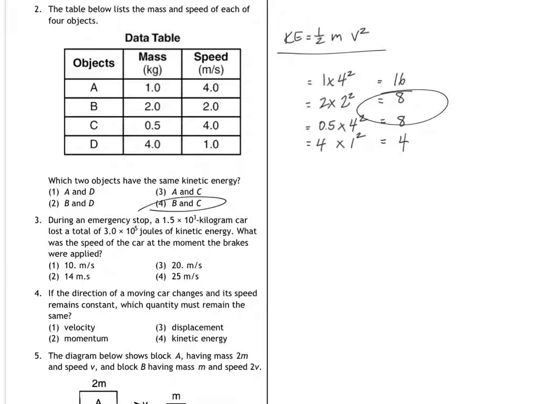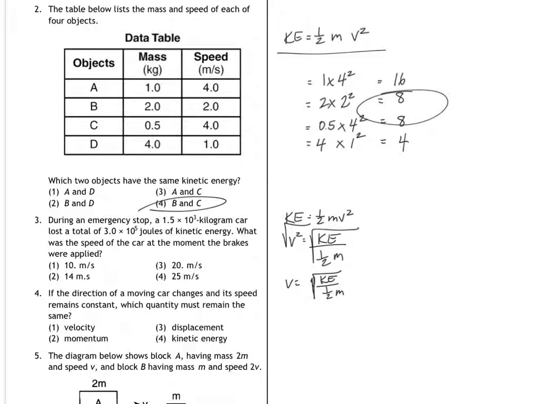Number 3, during an emergency stop, we have a 1,500 kilogram car losing a total of 300,000 joules of kinetic energy. And what was the speed of the car at the moment the brakes were applied? So we'll start with the equation KE equals 1/2 mv squared, but we'll rearrange for v. So initially I see that v squared is KE over 1/2 m, and we can take the square root of both sides to find that v equals the square root of KE over 1/2 m.